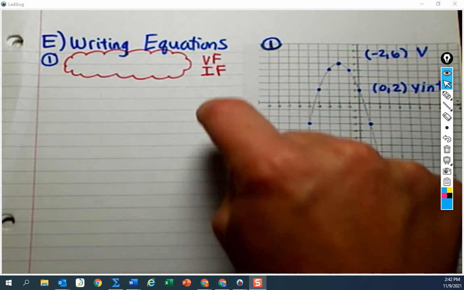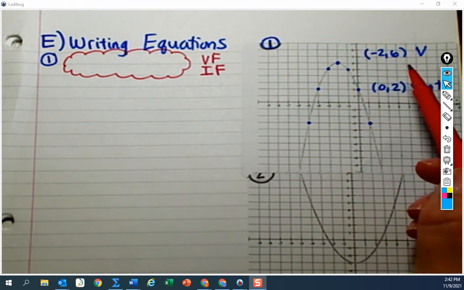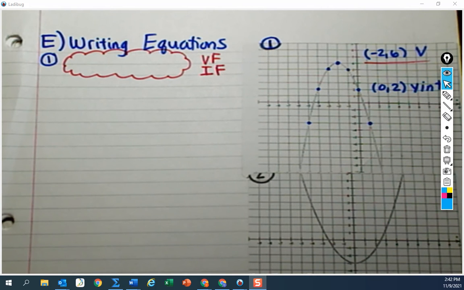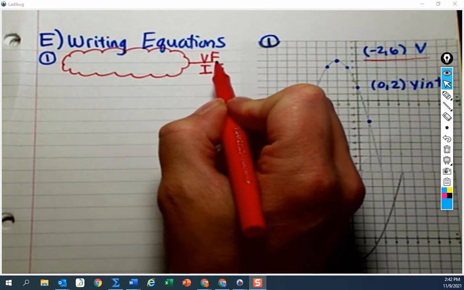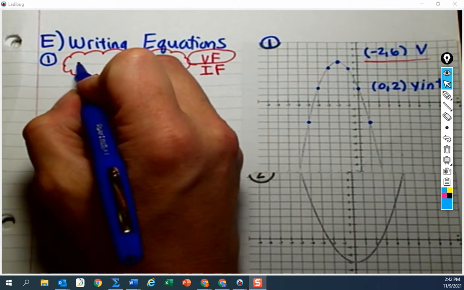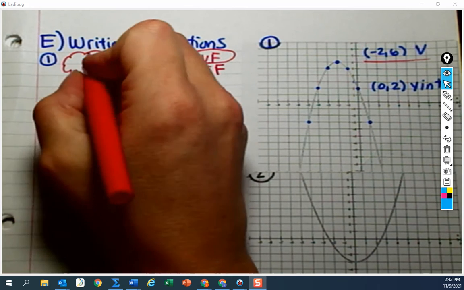Now, you need to pick a form that matches the information that is given to you. The vertex is given to you. So, I am going to choose vertex form. So, I'm going to start by just writing the a, h, k format and then plugging in the numbers that I can find. Yes, you would have to know the x-intercepts.